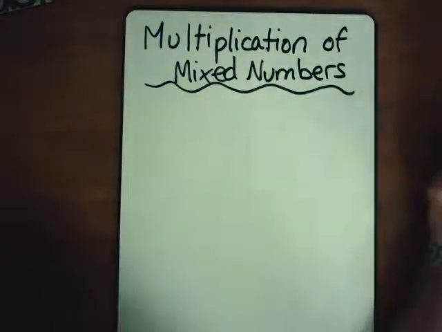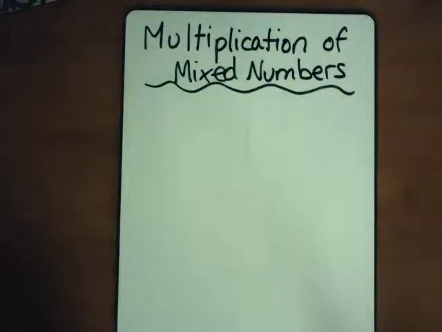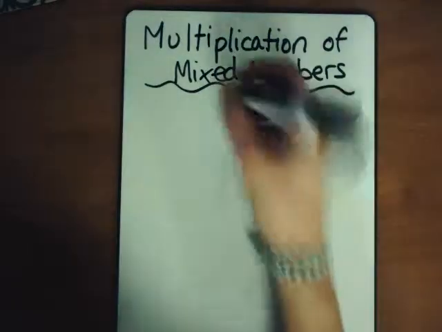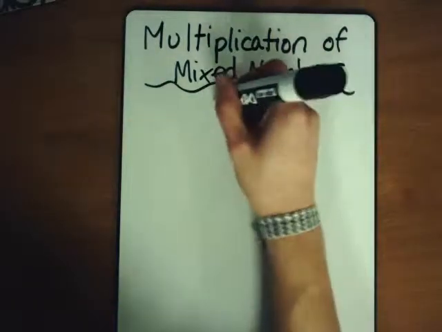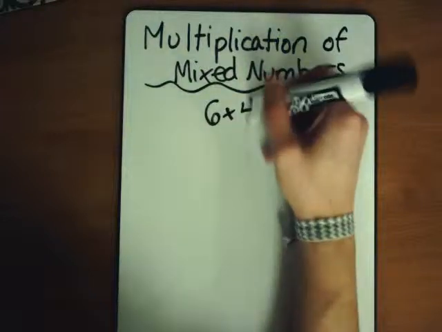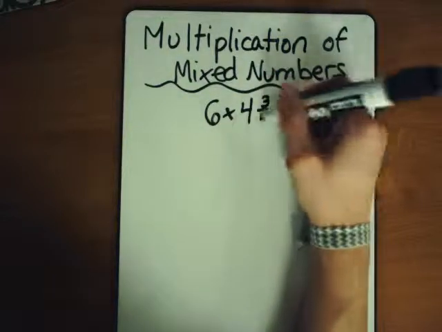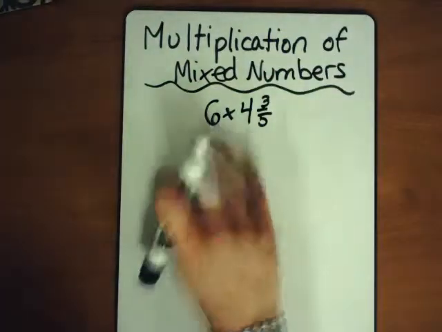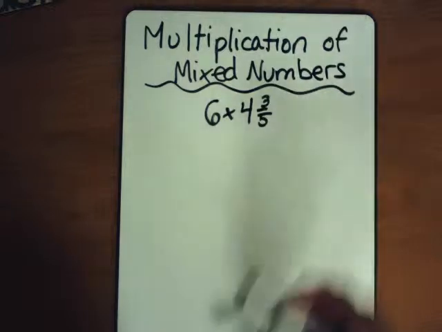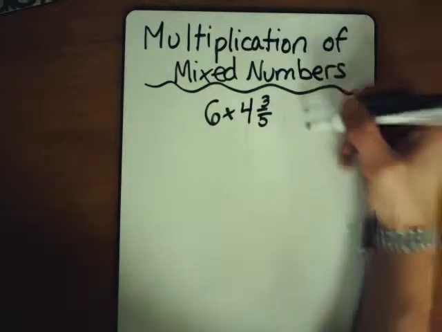At the end of this video, I'm going to give you another problem to do, and I want you to try it in both of the methods that I'm going to show you, and choose the one that you prefer and be able to defend your answer as to why you like that method. Okay, so this first method we're looking at, we're going to do 6 times 4 and 3/5. Okay, so as we begin here, the first method we're going to do is partial products.